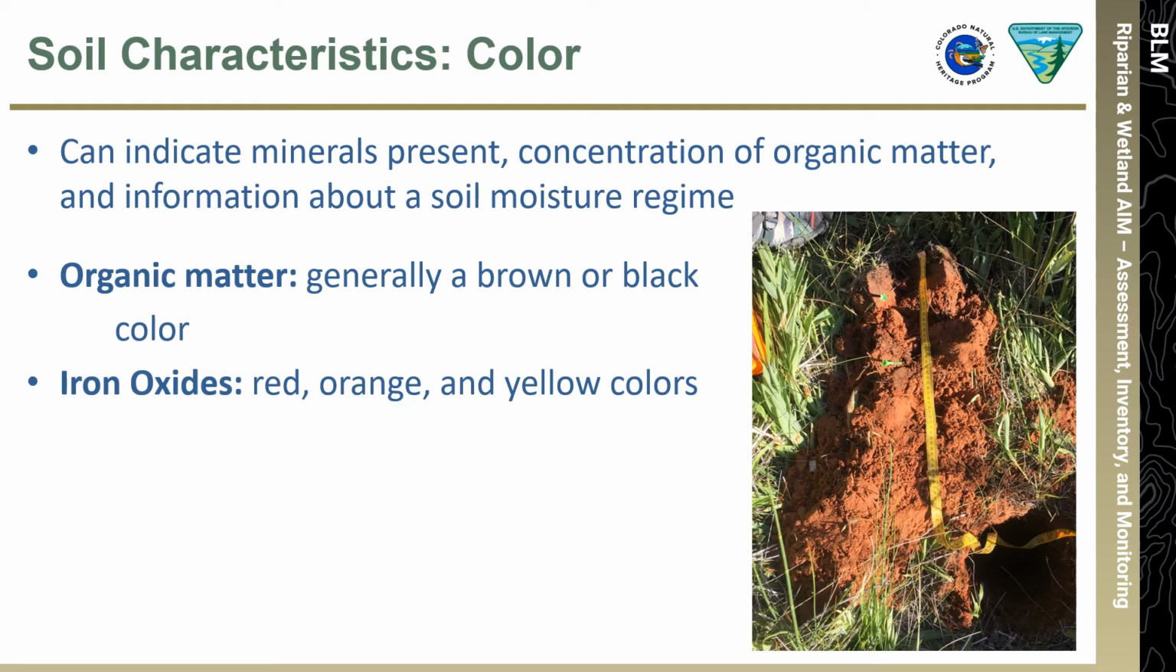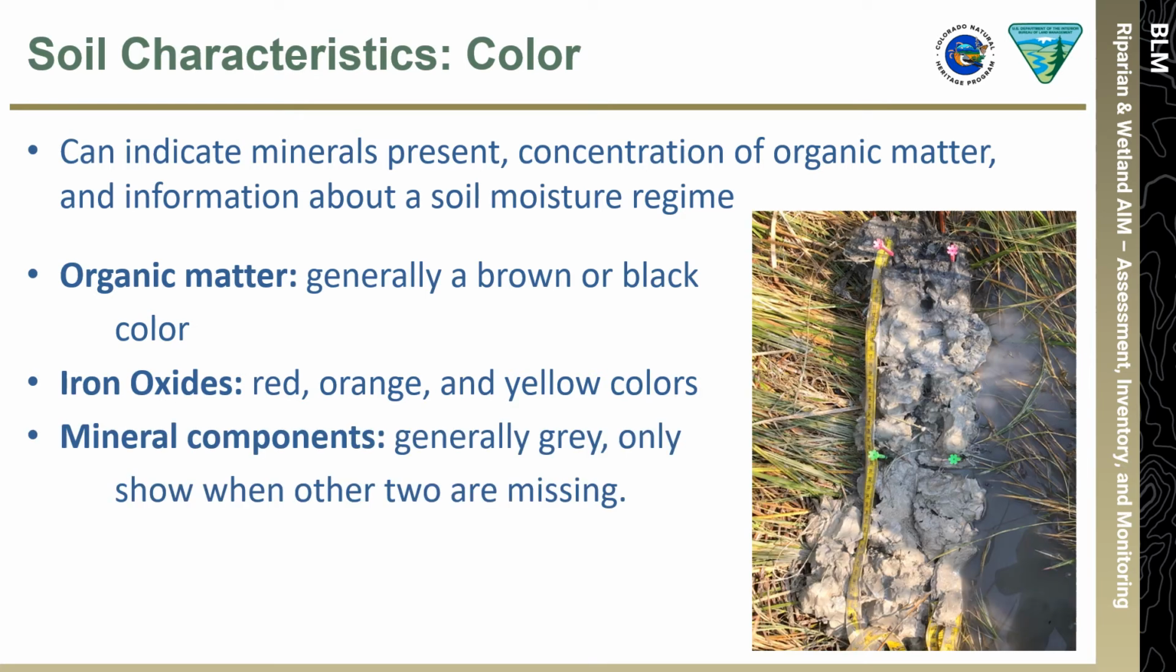Second, iron oxides have bright orange and red colors. These are what cause southern Utah soils, for example, to have their signature reddish hue. Finally, when both organic matter and iron oxides are missing, we may start to see the color of the minerals themselves, usually showing as a gray color.